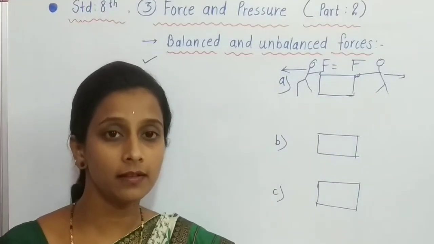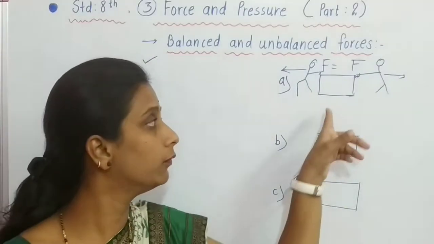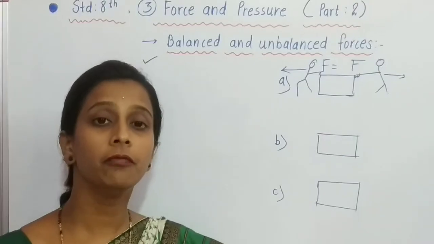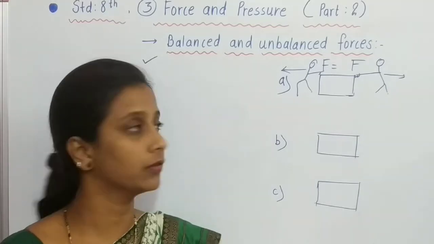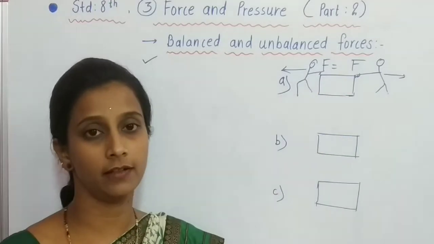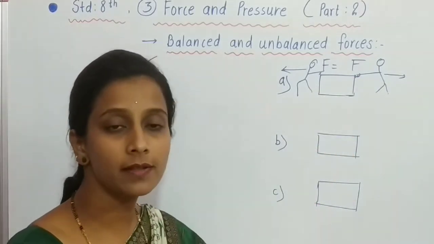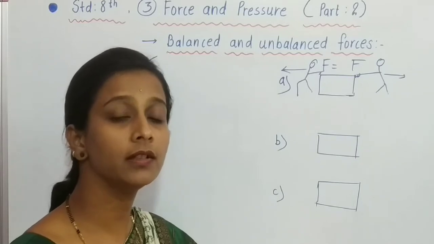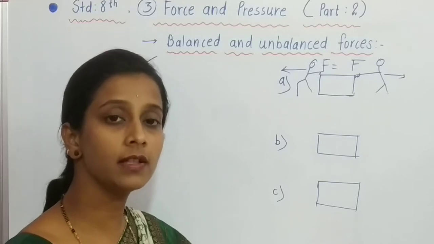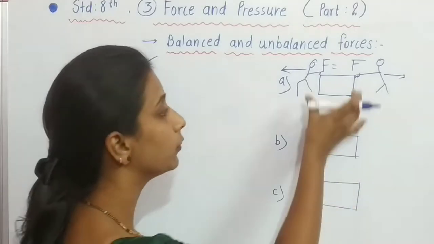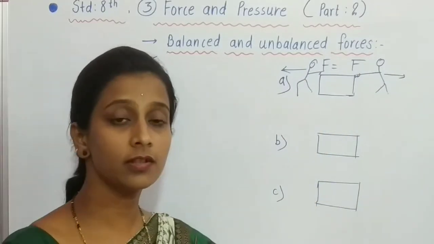Now students, this balanced force is defined as the force acting on an object with equal magnitude and in opposite direction. Now students, see here. Equal magnitude means what? Both persons are trying to pull the same object. They both are applying the same amount of force, which is called equal magnitude of force. So here equal magnitude is present in both directions. So students, the object will not move.